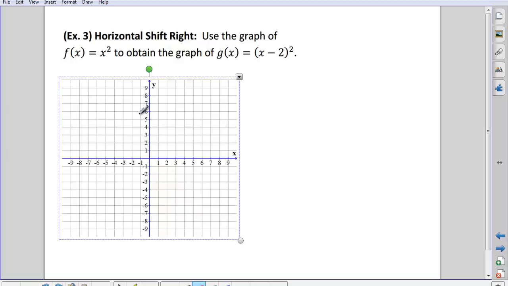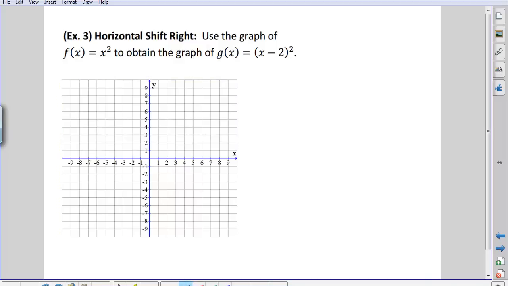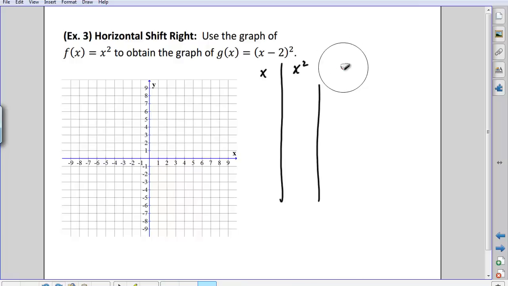Okay, let's look at a horizontal shift. This says use the graph of f of x equals x squared to obtain the graph of x minus 2, in parentheses, squared. Again, it's a good idea to look at the table just to start out. So I'm going to make a little table here for all three of these.